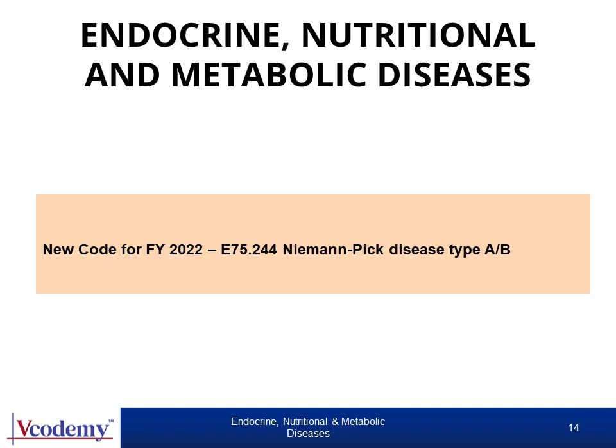An update: what are the new codes in this chapter for the fiscal year 2022? One new code has been added, E75.244, Niemann-Pick disease type A or B. E75.244, new code for 2022. There is only one code which has been added.